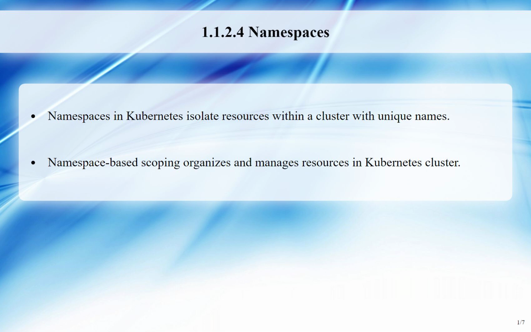Namespace-based scoping only applies to namespaced objects like deployments and services, not cluster-wide objects like storage class and nodes. This allows for better organization and management of resources within a Kubernetes cluster.